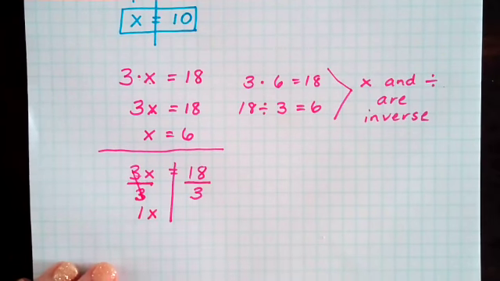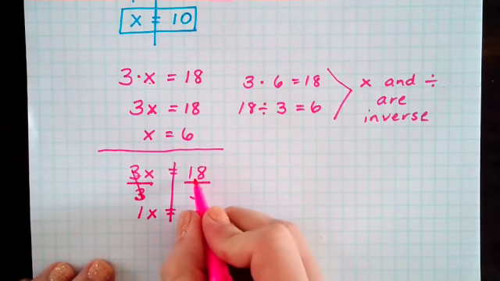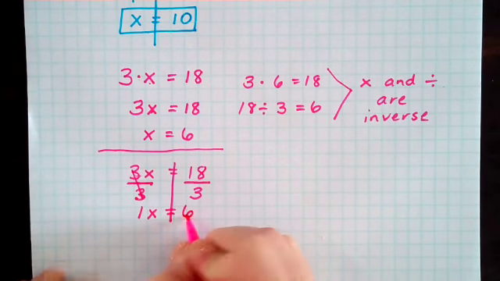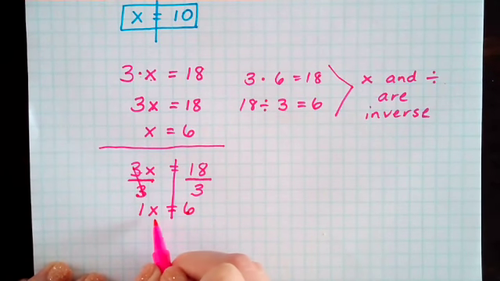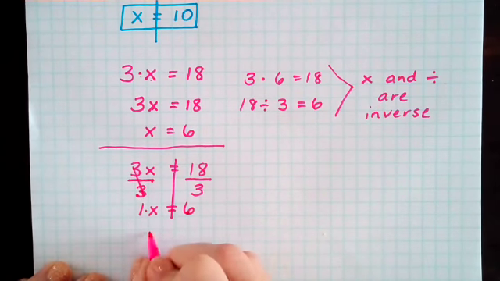That's what I wanted. I wanted 1x by itself. And we know 18 divided by 3 is 6. Now, you don't have to write it like this, 1x. You can. 1 times x is just x.